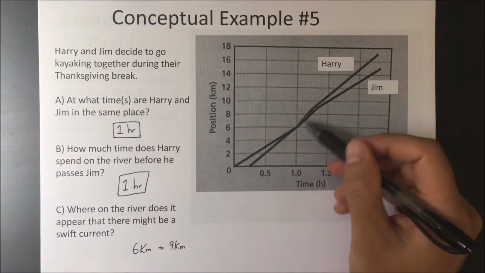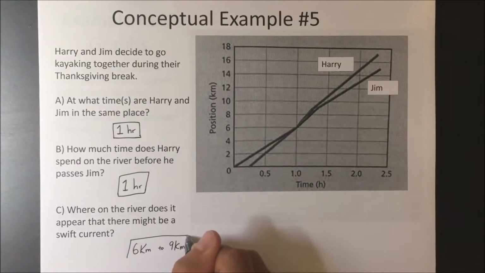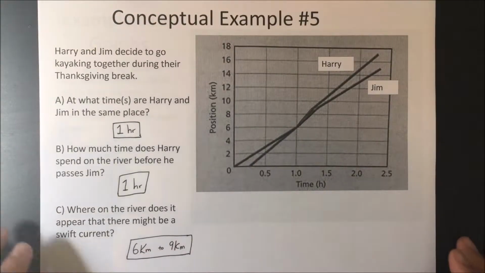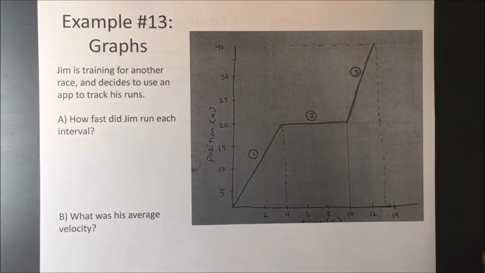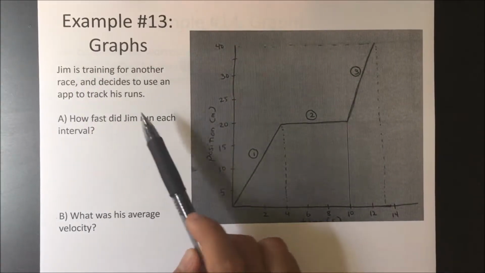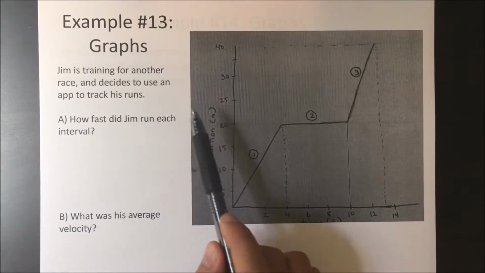Because they both get faster during that position. Okay. All right. So, example 13, let's just start doing some math here. Jim is training for another race and he decides to use an app to track his runs.